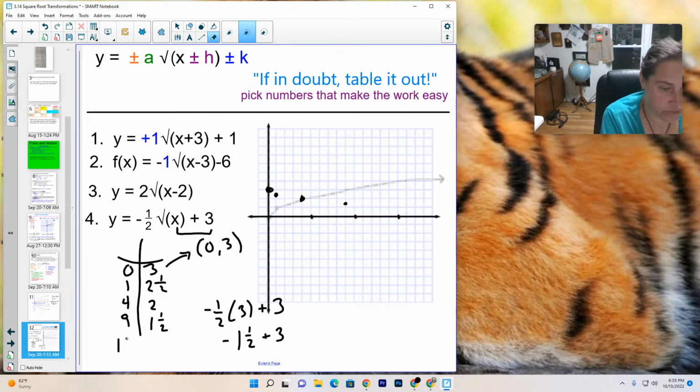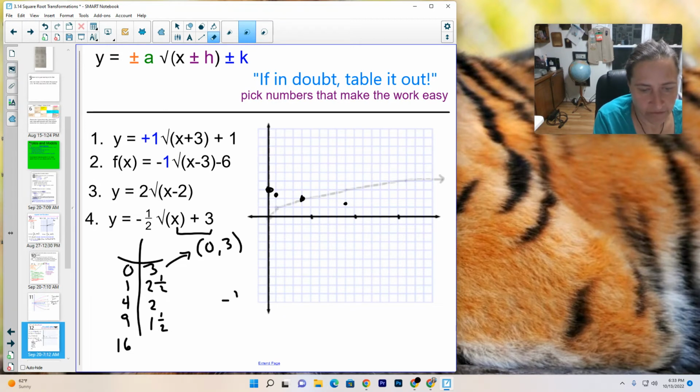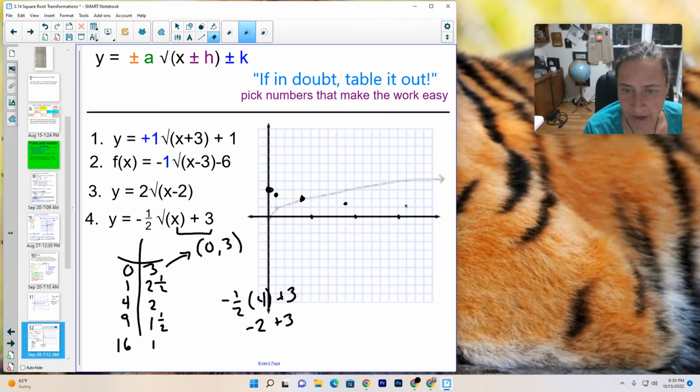And we can actually do the next one too. At 16, the square root of 16 is 4. Negative 1/2 times 4 plus 3. That would be a minus 2 plus 3, which would be a 1. At 16, I'm at 1.